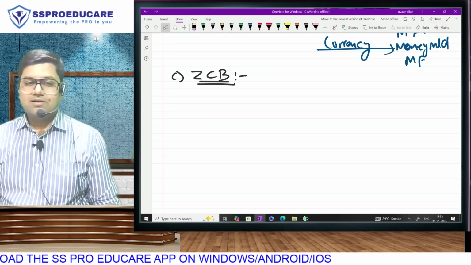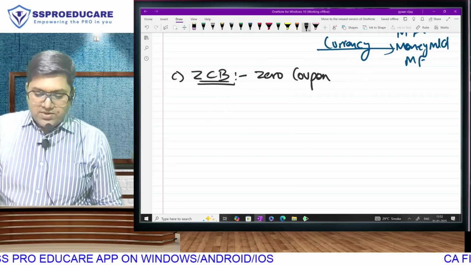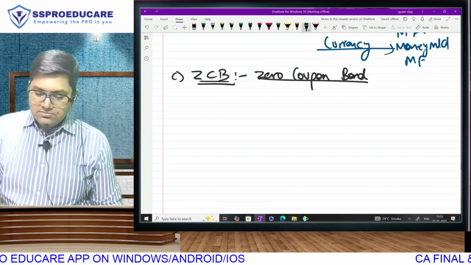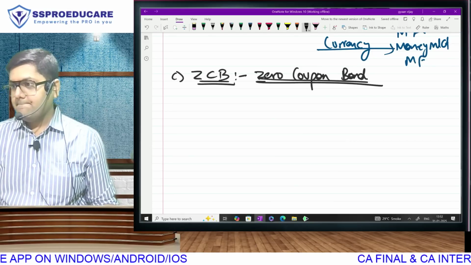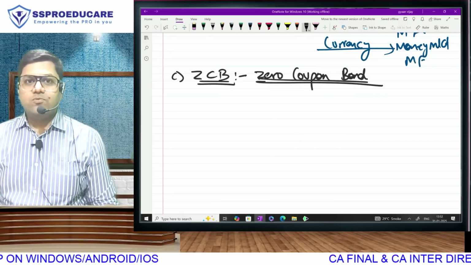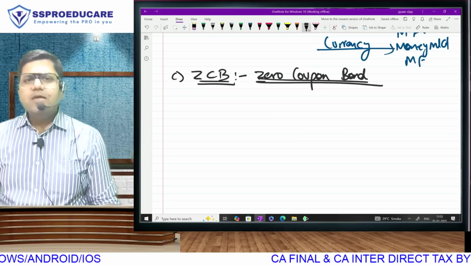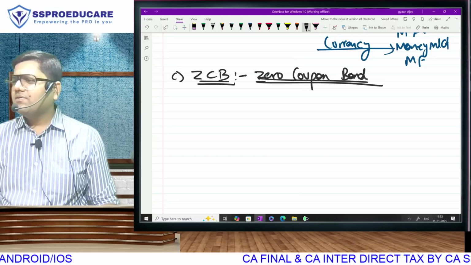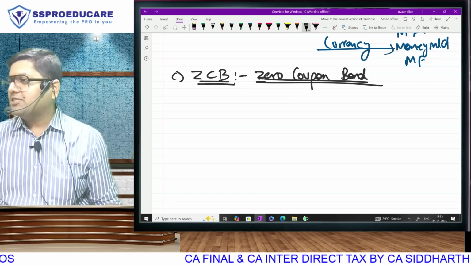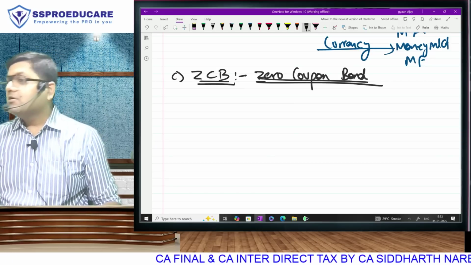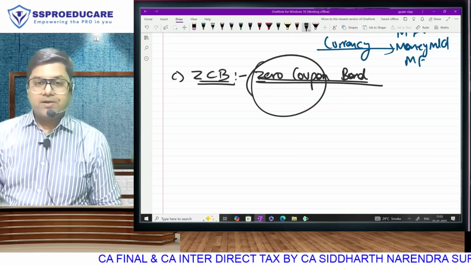RCB. This is what? Zero coupon bond. Any idea what this is? No? Whenever you invest in debt securities, say 8% debenture, 10% debenture, that is the rate of interest. It is known as the coupon rate, in case you are not aware. So what do you mean by zero coupon?